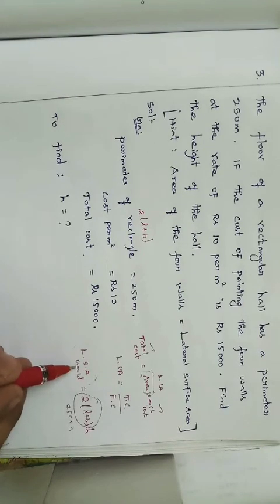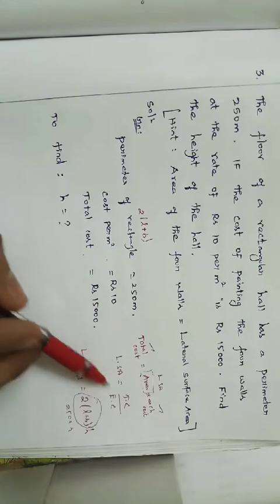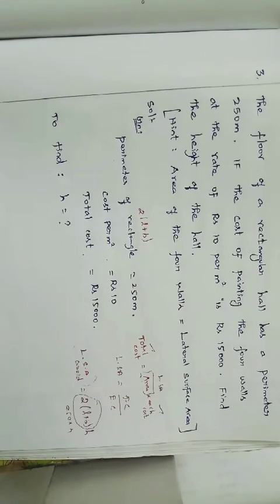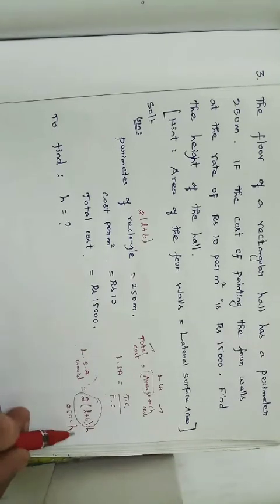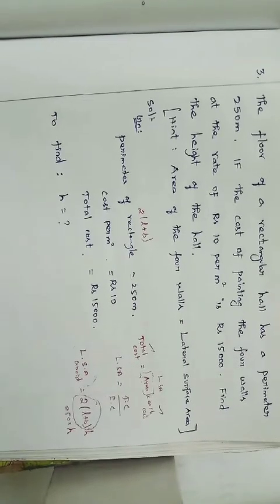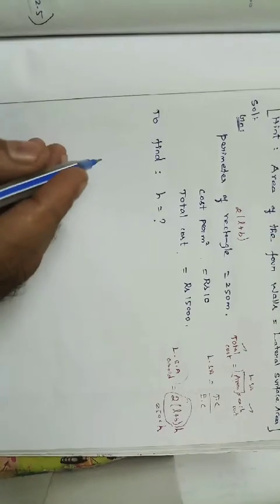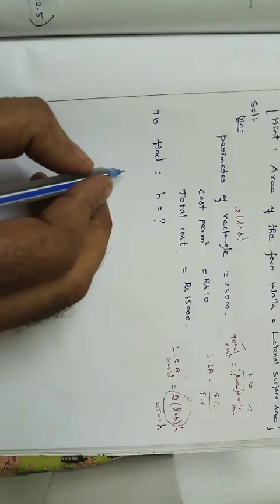How do we know the LSA of the cuboid? We know the total cost and each cost. By dividing these two, we will get the LSA, lateral surface area of the cuboid. So by equating these two, we can get the height of the rectangular hall, right? Height of the hall. So first we can find the LSA, lateral surface area.